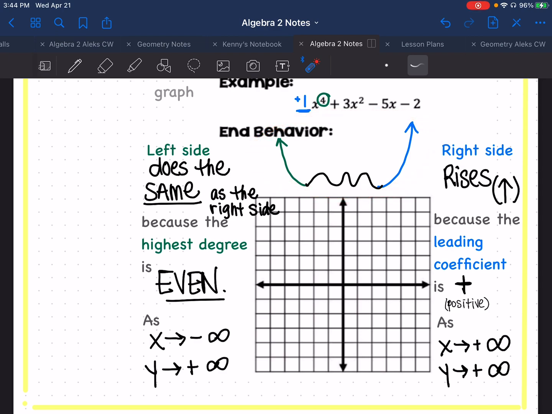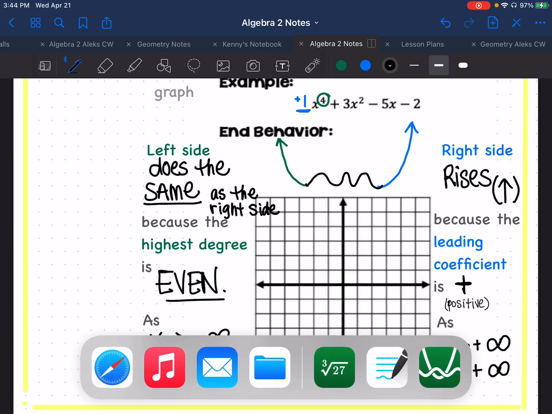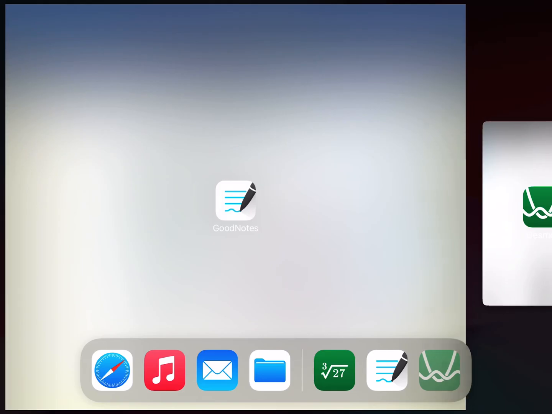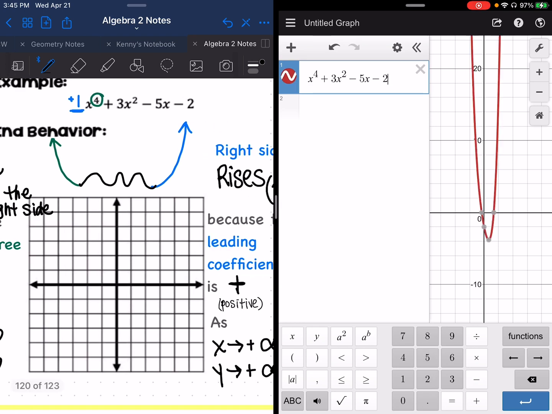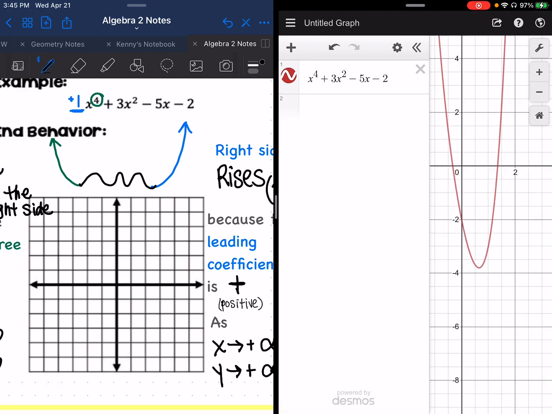Now what I'm going to do is go ahead and go into Desmos, and I'm going to put this equation into Desmos, and I'm going to show you the graph. Let me grab my pen. All right, so I'm going to put x to the fourth power plus 3x squared minus 5x minus 2. And there's my graph. I'm going to go ahead and zoom in on it a little bit.